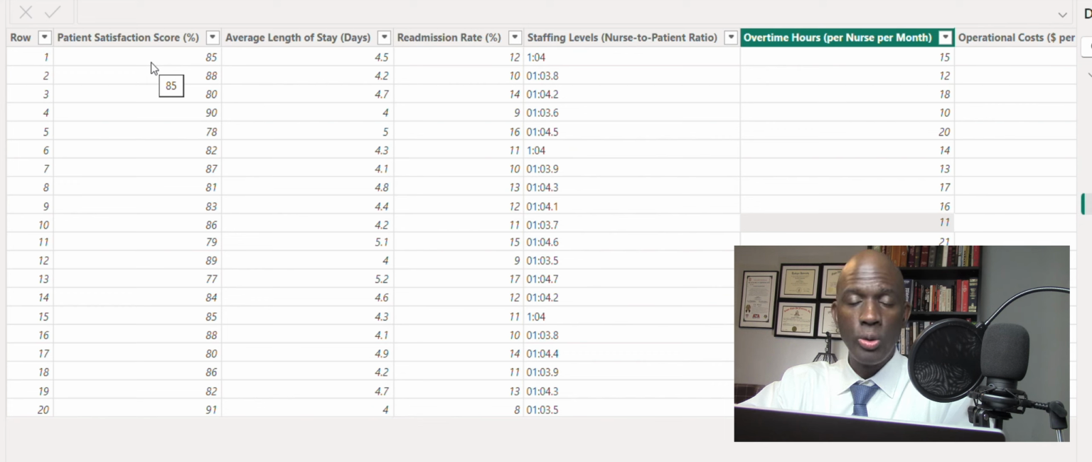So if you are in hospital administration, or if you are a hospital professional, now you are seeing that this business intelligence thing is real.